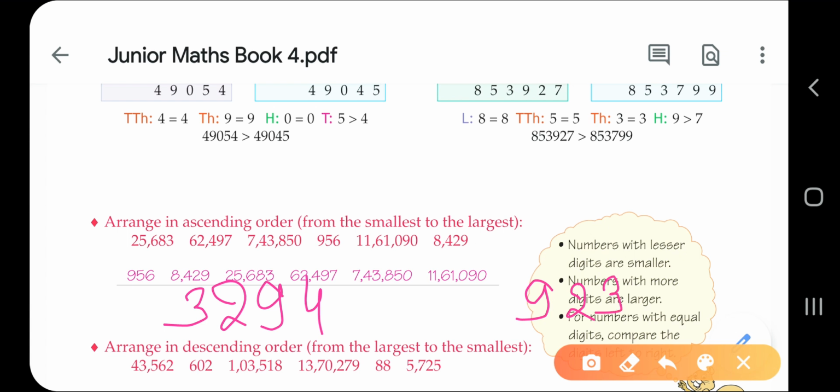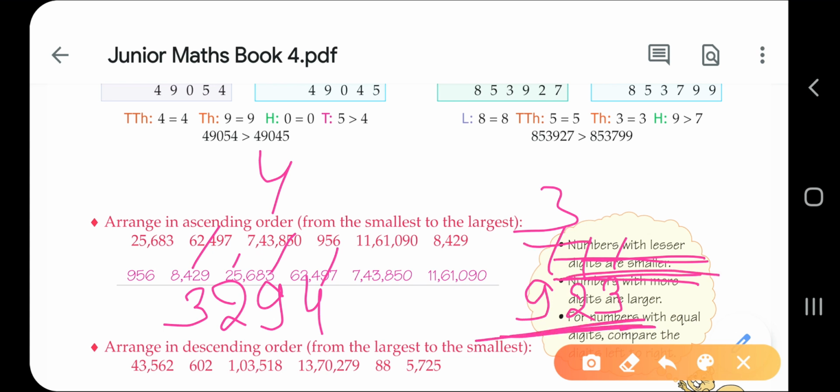So how many digits are in this number? 1, 2 and 3. So this is a 3-digit number. Okay, and this is 1, 2, 3, 4, so this is a 4-digit number. Then this statement says that the number with lesser digits is smaller. When this number has fewer digits compared to this number, which one will be smaller? Then this one will be smaller, because obviously this is a 4-digit number and this is a 3-digit number.